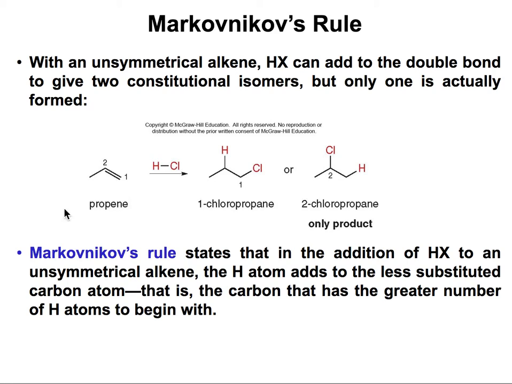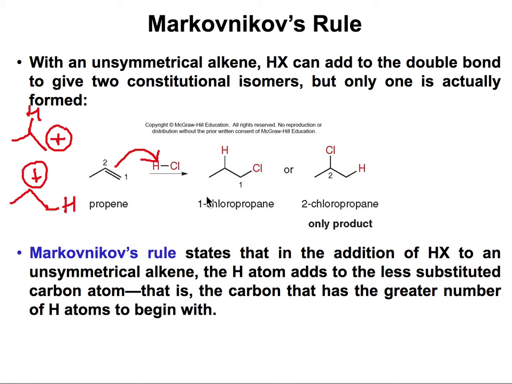If you see, we have here propene. It's a quite simple molecule. This alkene, which is electron rich, will go and grab the H. But now you have two possibilities because that H could end up in position 2, giving me that carbocation, or it could end up in position 1 and give me that carbocation right there.